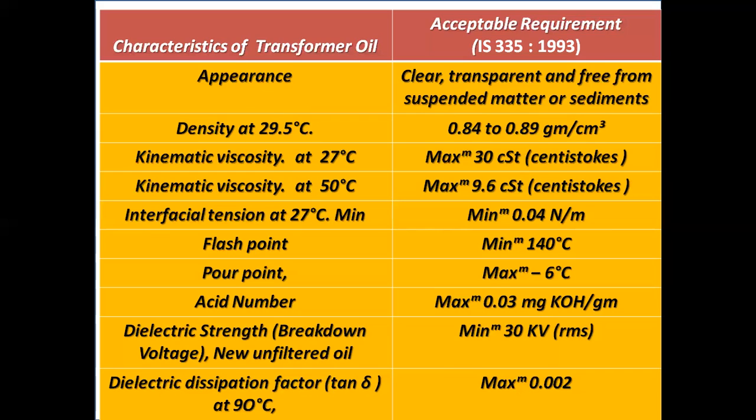Flash point, minimum 140 degrees centigrade. Pour point, maximum minus 6 degrees centigrade. Acid number, maximum 0.03 milligram KOH per gram. Dielectric strength, that is breakdown voltage, for new unfiltered oil, minimum 30 kV RMS. Dielectric dissipation factor, tan delta at 90 degrees centigrade, maximum 0.002.